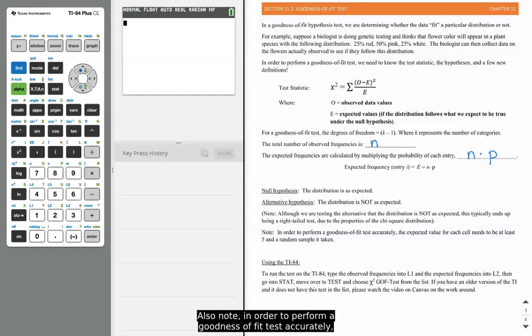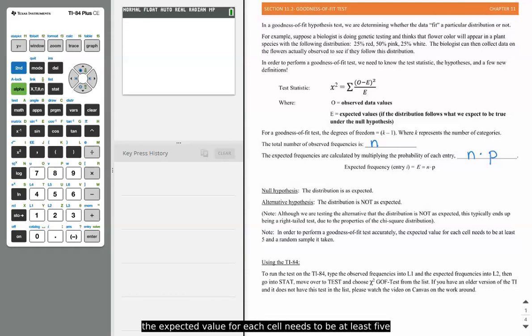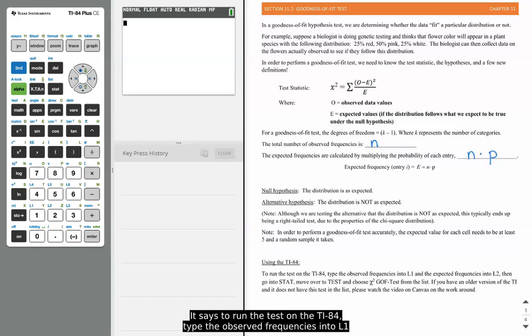And also note, in order to perform a goodness of fit test accurately, the expected value for each cell needs to be at least 5 and a random sample is taken. So we're going to use the TI-84. To run the test on the TI-84, type the observed frequencies into L1 and the expected frequencies into L2. Then go into stat, move over to test, and choose the chi-squared GOF, for goodness of fit test, from the list.